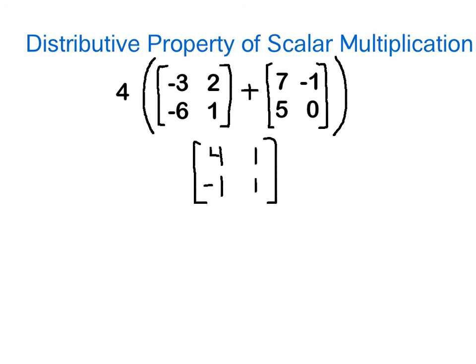So let's not forget that this sum is all being multiplied by this scalar of 4. So let's multiply that through to get our final answer. We have 4 times 4 is 16, 4 times 1 is 4, 4 times -1 is -4, and 4 times 1 is 4. And this matrix is the same matrix that we got when we distributed the 4 to both of the matrices first and then added. So it's acceptable to do it either way.